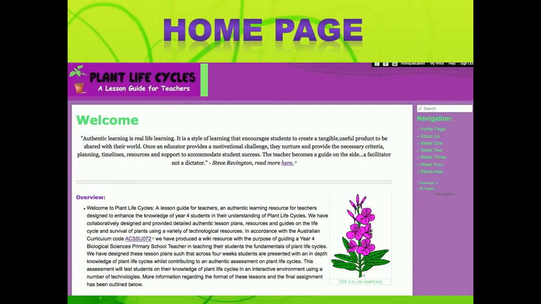Our homepage provides a summary of our lesson guides and content, explaining that we have designed and provided detailed authentic lesson plans, resources and guides on the life cycle and survival of plants using a variety of technologies. We have produced a wiki resource with the purpose of guiding a Year 4 biological sciences teacher in teaching their students the fundamentals of plant life cycles. We have designed these lesson plans such that across 4 weeks students are presented with an in-depth knowledge of plant life cycles whilst contributing to an authentic assessment.